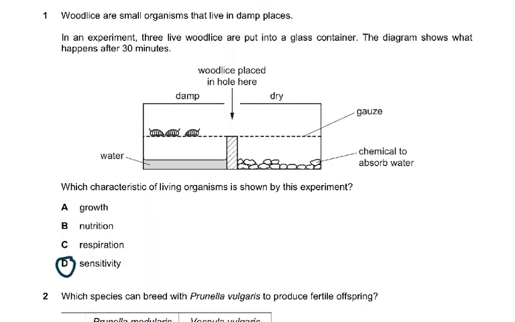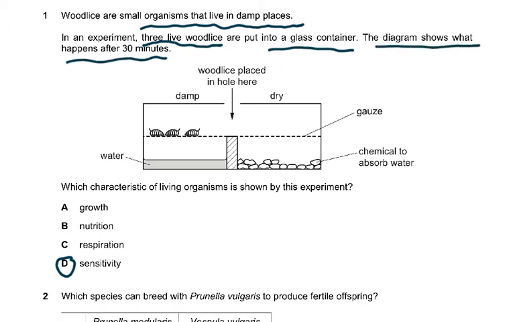Looking at question 1, woodlice are small organisms that live in damp places. In an experiment, 3 live woodlice are put into a glass container. The diagram shows what happens after 30 minutes. So they were put into a glass container, and then after some time they've all moved here to the damp side. So this side is the dry side, and this side is the damp side.